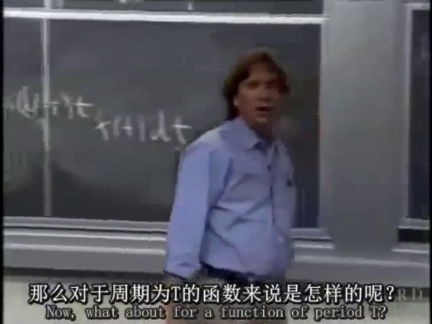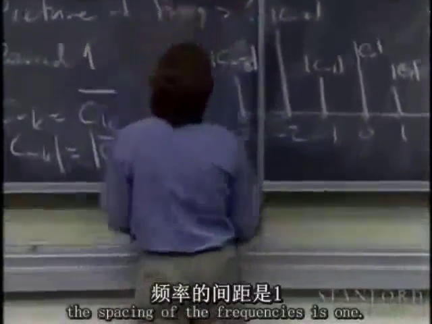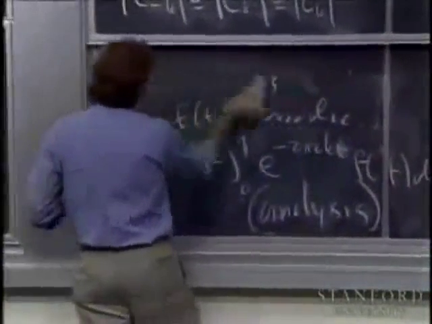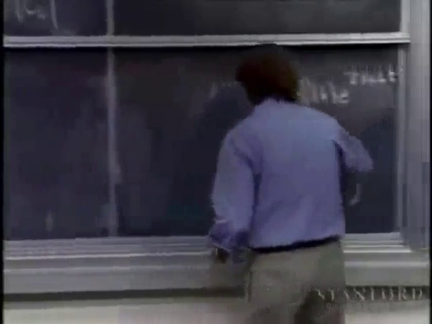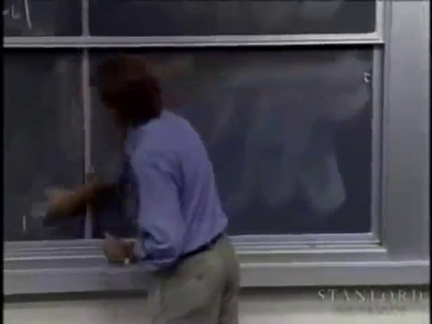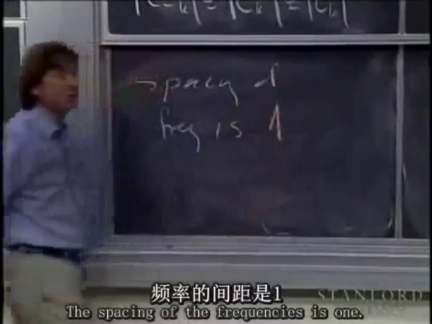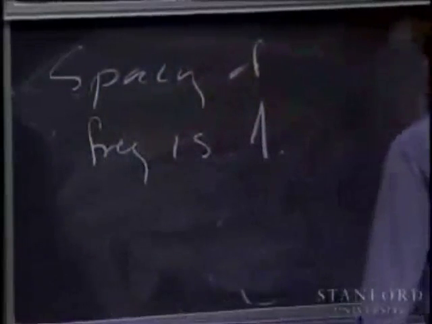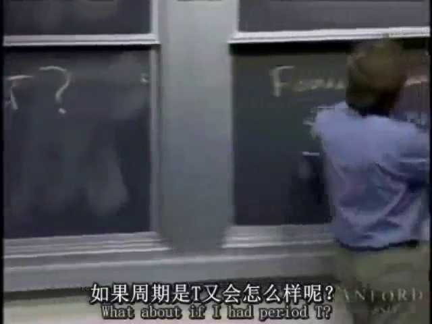Now, what about for a function of period T? The spacing of the frequencies for period 1 is 1. They're 1 apart, if you were going to draw the picture. Now, what about if I have period T?